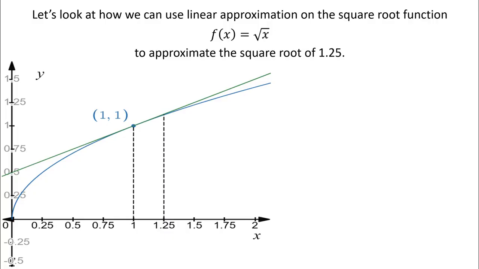To do this, of course, we're going to need the equation for the tangent line. To do that, we're going to need two things. We're going to need a point on the tangent line, and we're going to need the slope of the tangent line. To get the slope, we're going to have to find the derivative.